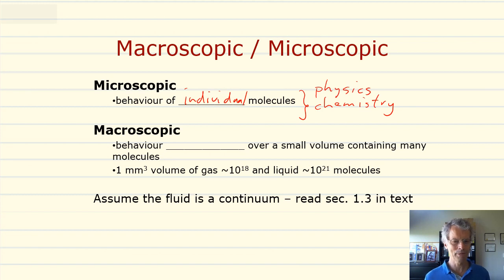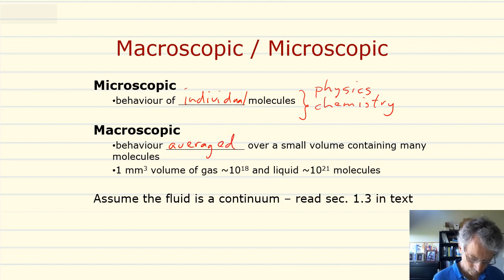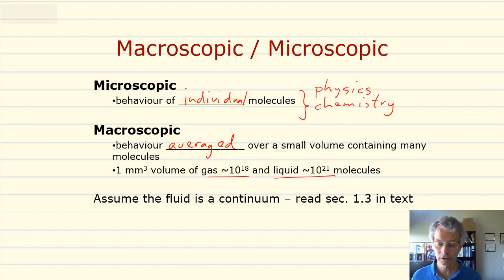We're interested in the macroscopic behavior. So this is the behavior averaged over a small volume that still contains many molecules. So the volume can really be quite small. It turns out it can be a fraction of a millimeter cubed, because a millimeter cubed of a gas contains about 10 to the 18th molecules, and a millimeter cubed of liquid 10 to the 21. So you can see we'll still have billions and billions of molecules even in a very tiny volume.